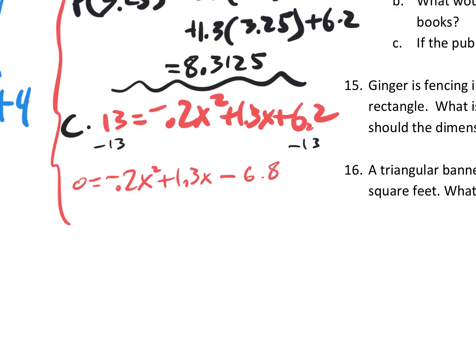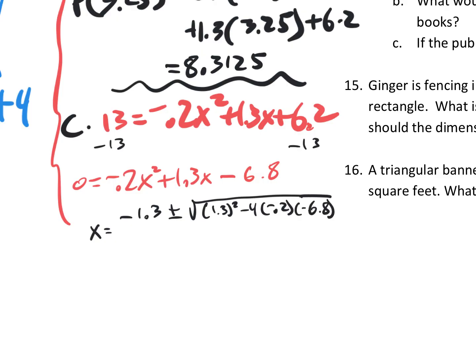Now we're going to use the quadratic formula. x equals negative b, which is negative 1.3, plus or minus the square root of b squared minus 4 times a, negative 0.2, times c, which is negative 6.8, all over 2a. I need to check this out. All over 2 times a, which is negative 0.2.